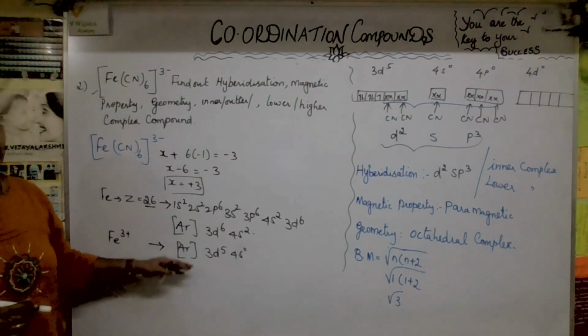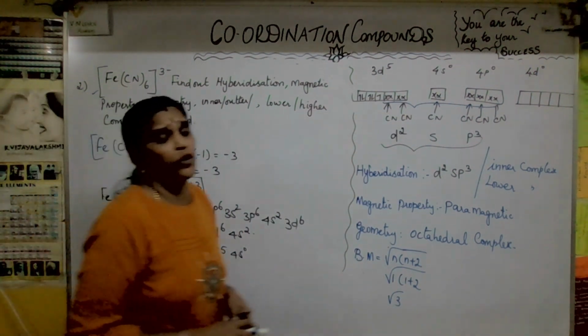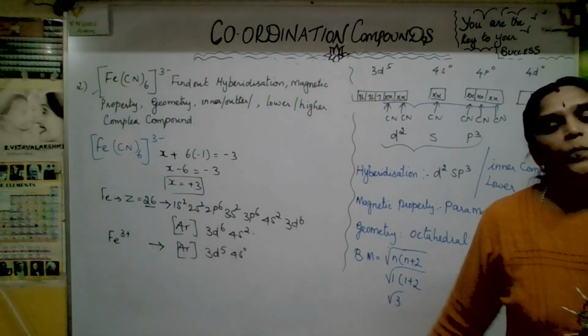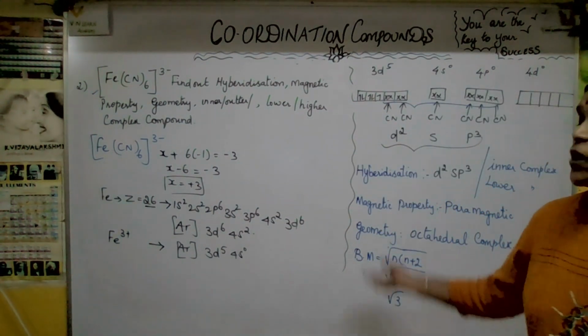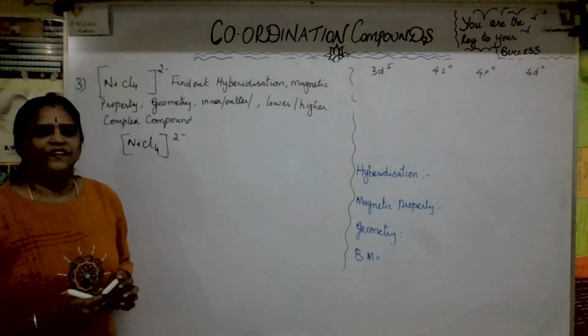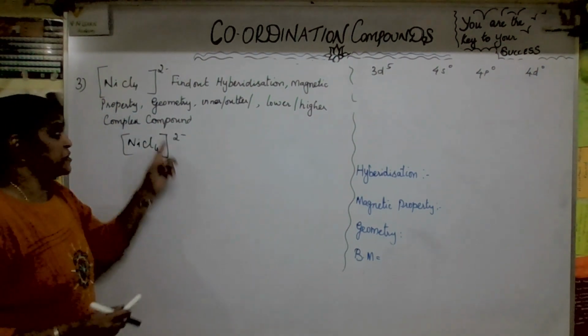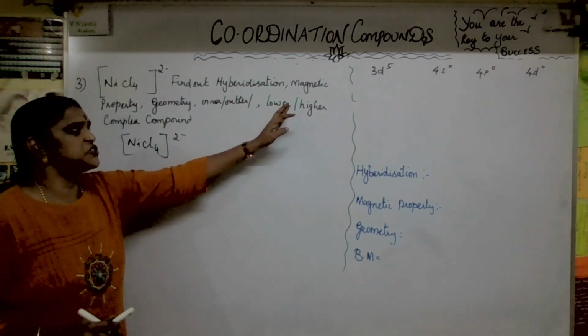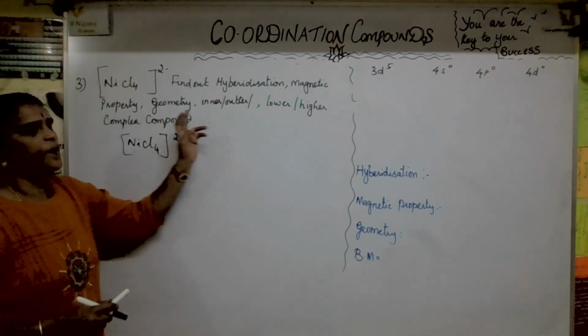Okay, now we'll go for this. This is actually a 3-mark or 4-mark question. Definitely you may get some questions of this kind. Hope you're clear with it. Okay, we'll go through some more examples. The next one is a more interesting question: NiCl4 2 minus, find out hybridization, magnetic property, geometry, and so on.